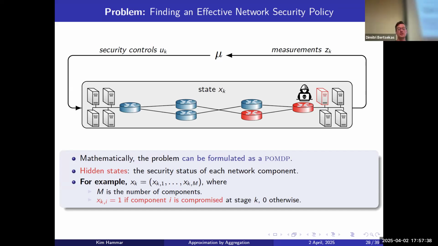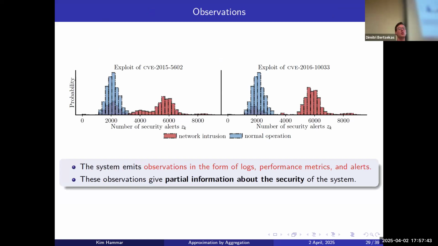Then for the observations, it's much more diverse. Observations can be almost any measurements that you can collect from the system. This could be log files, performance metrics, or security alerts. So often these kind of systems run a lot of anomaly detectors that generate alerts in real time. And those alerts are a very typical observation in this case.